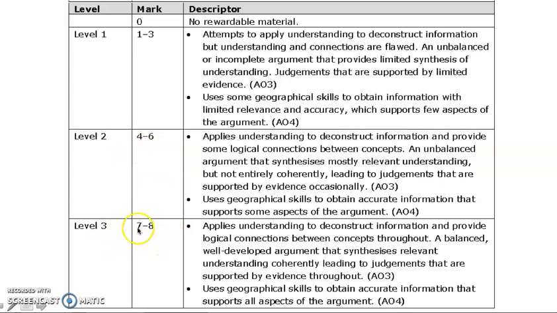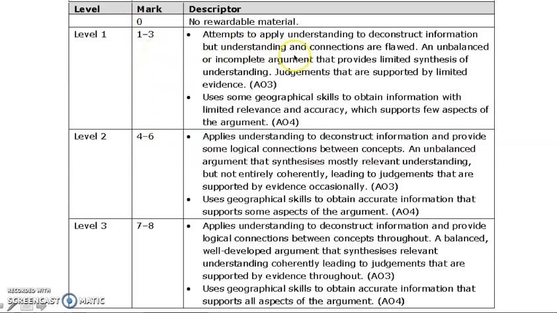Now, if we look at this, if you're aiming for a grade 8 or 9, you're really looking at trying to get the 7 or 8 marks here. If you're looking at grades 5 to 7, then you're probably looking at a level 2. If you're looking for a 4 and 5, then you're looking at getting the higher end of this.